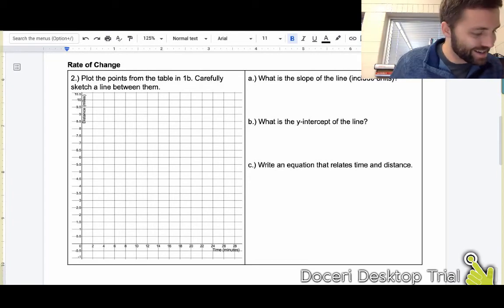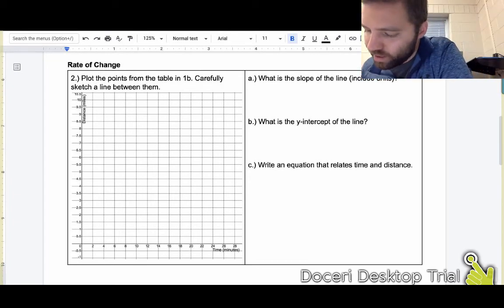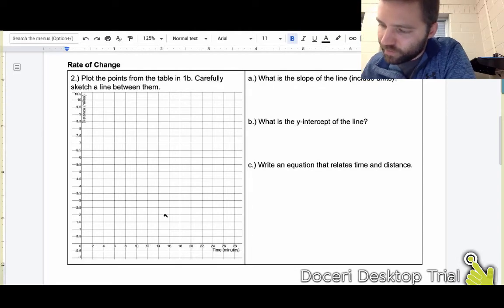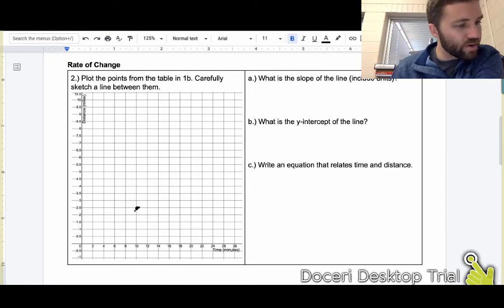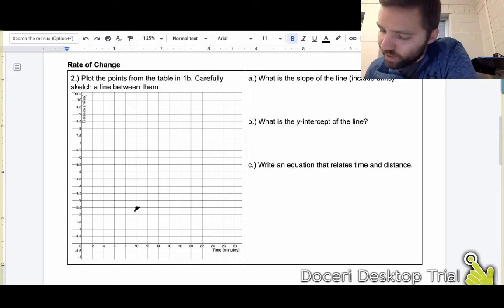We have 10, comma 2.5. So we'll go 10 to 2.5, which should put us right here. So there's a point. And then we also have 12.8 and 3.2. We'll have to approximate a little bit, but that's going to be like right here.